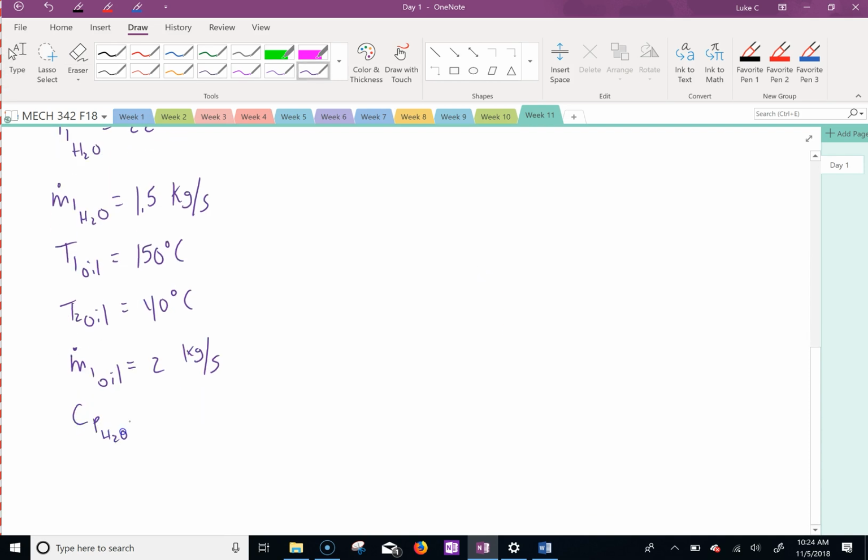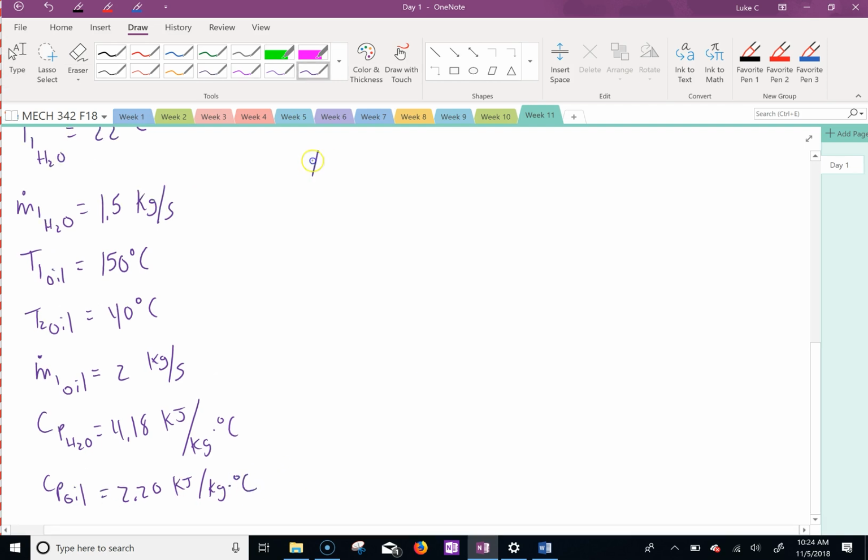Cp of H2O, 4.18 kilojoules per kilogram degrees C. Cp of the oil, 2.2 kilojoules per kilogram degrees C. We're looking for T2 of the H2O and Q dot.